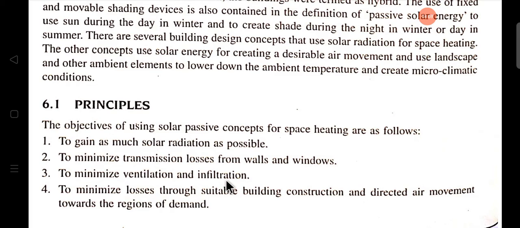Infiltration, that means the losses through ventilation by air will also be minimized. To minimize losses through suitable building construction and direct air movement towards the region of demand.